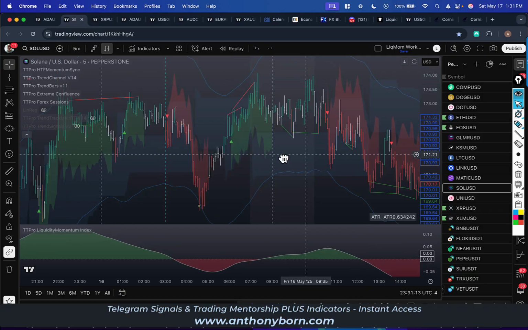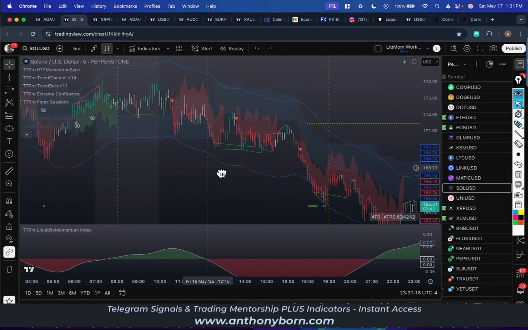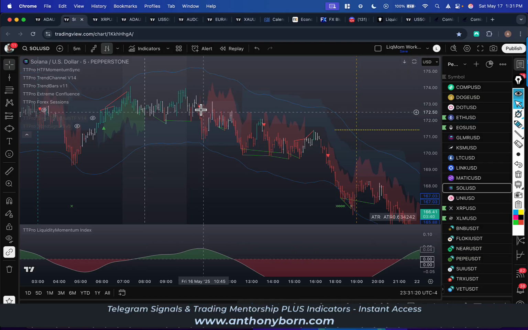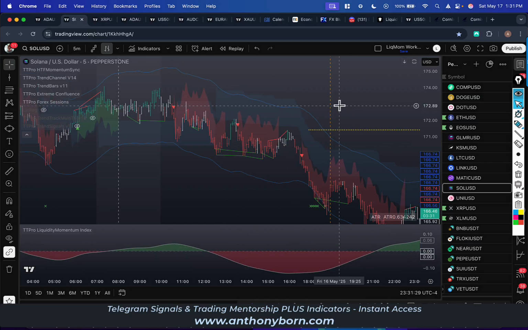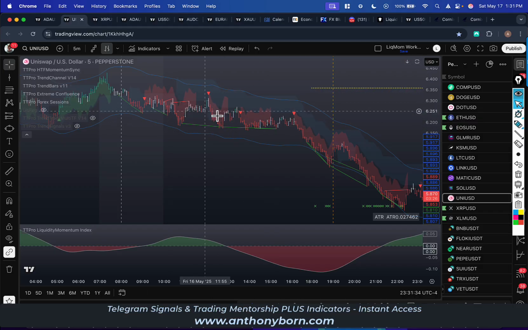Solana. Look at that. It's really choppy. That's not easy trading at choppy. But after the New York Open, look what happens. See? There's no green signal, but the red signal's kicked in, and then look at the indicator down the bottom. Nice. Okay. You get the picture, right?